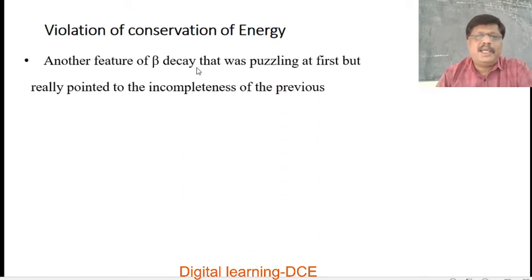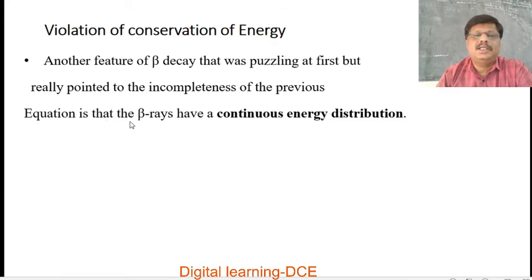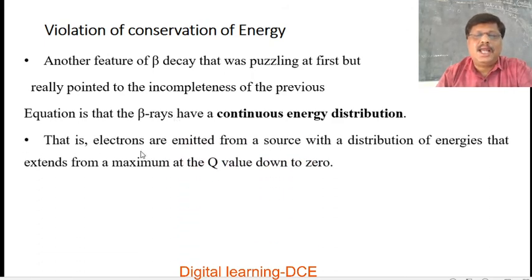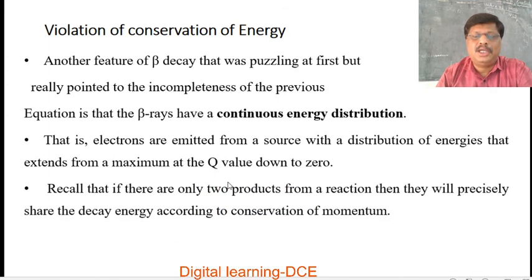Another feature of beta decay that was puzzling at first, but really pointed to the incompleteness of the previous equation, is that the beta particles have a continuous energy distribution. So in this slide I am going to explain the violation of conservation of energy in the beta decay process. We know that beta rays have a continuous energy distribution. That is, electrons are emitted from the source with a distribution of energies that extends from a maximum at the Q value down to 0.